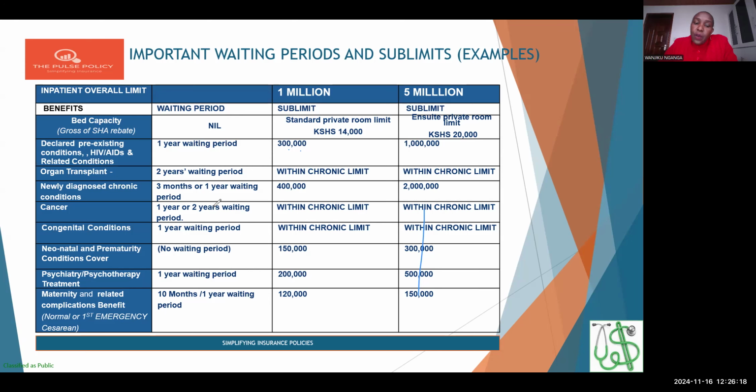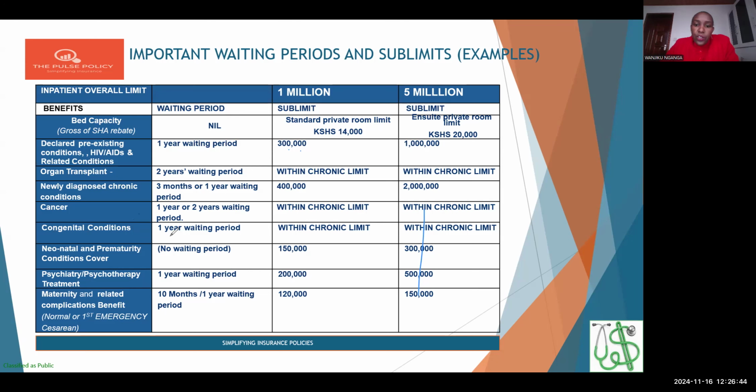If you have a 2 year waiting period, it means that you can only get the benefit of treatment for cancer in the third year of the policy. So you're going to wait for 2 years, and you're going to get the benefit in the third year of your medical cover. So you renew twice, and you get the benefit in the third year of your policy. This is again within the chronic limit, which means that you come here and check your chronic limit.